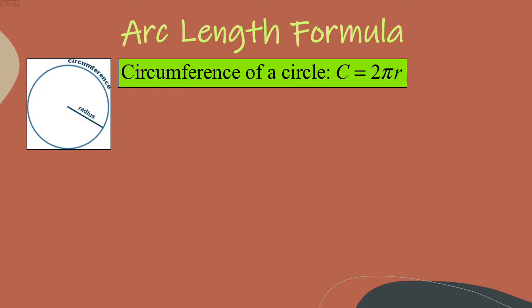We know that the circumference of a circle is given by the formula C is equal to 2 pi r, where r is the radius of the circle. Now realize that the 2 pi in the formula is just the radian measure for a full rotation of the circle, 360 degrees.